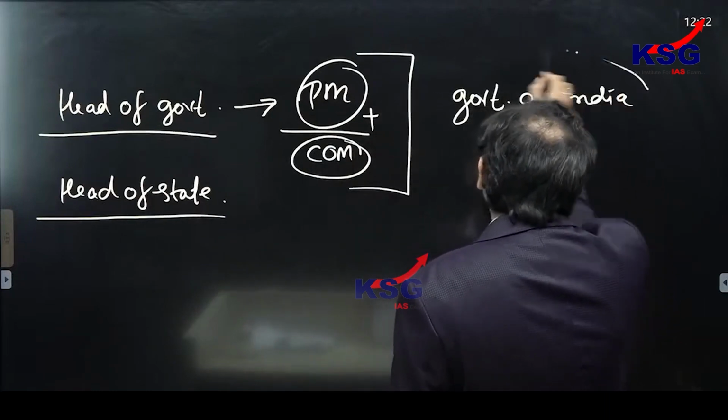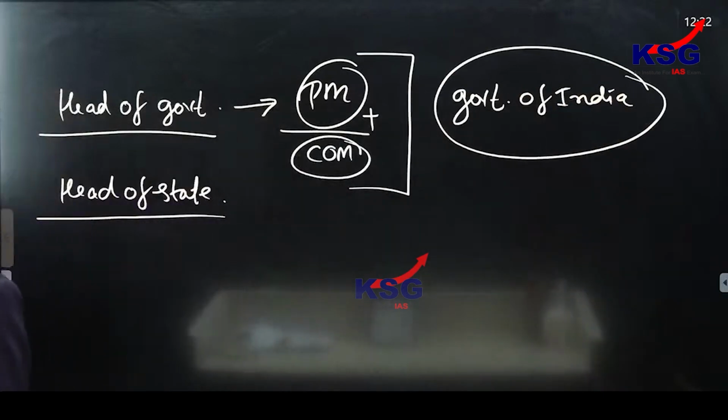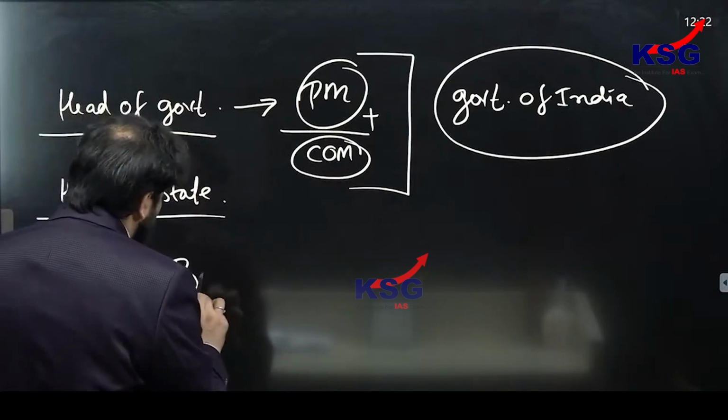Right? The simple definition as given under Article 12 of the Constitution is that the government is the Prime Minister and the Council of Ministers, with the Prime Minister as the head and leader of the Council of Ministers. Head of the state, on the other hand, is the President.